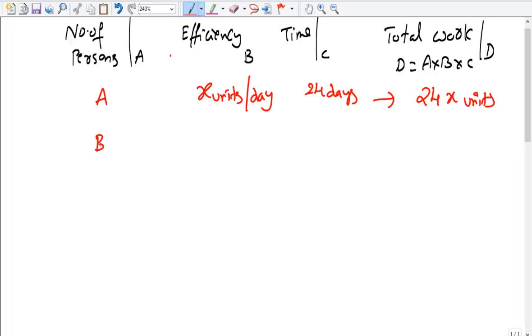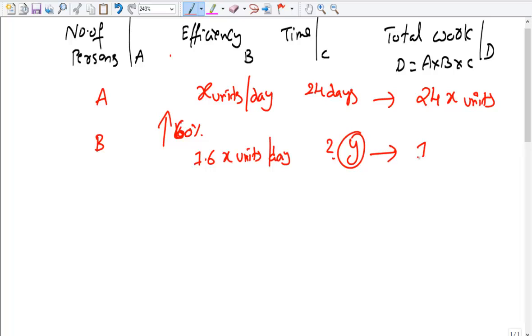Now B, since the efficiency of B is exactly 60% more, it is going to be 1.6x units a day. And we have no idea about the number of days. However, he's going to finish the 24x units only. Since he's going to finish 100% of the work, he's going to complete 24x units in a certain number of days. Let's say that is y.